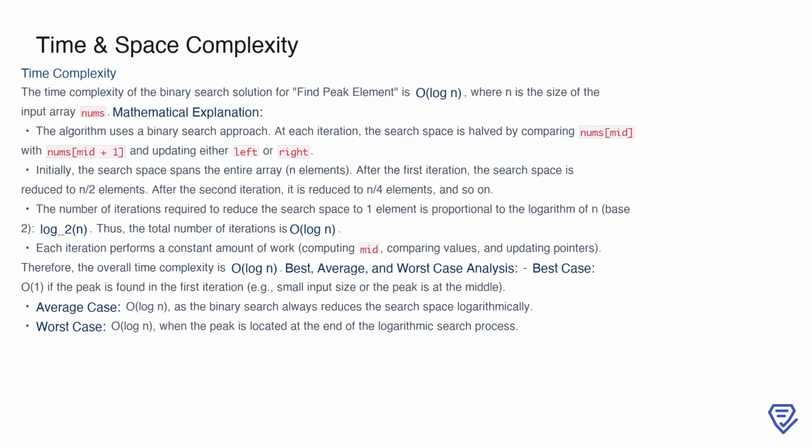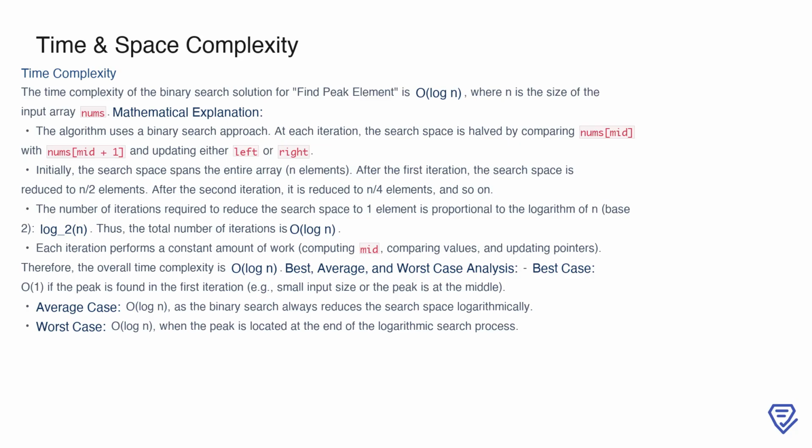The time complexity of the binary search solution for finding a peak element is O(log n), where n is the size of the input array. This efficiency comes from the binary search approach, which works by halving the search space during each iteration. Initially, the algorithm starts with the entire array, and then it compares the middle element with its neighbor. Based on this comparison, it updates either the left or right pointer to focus on a smaller subarray.